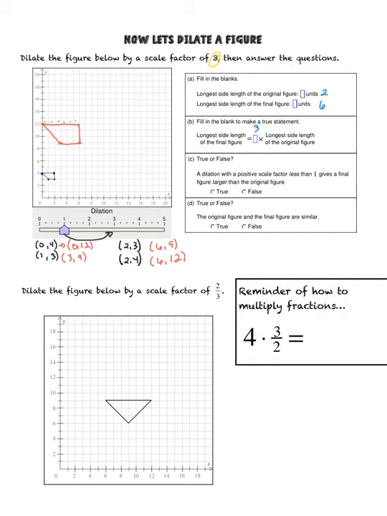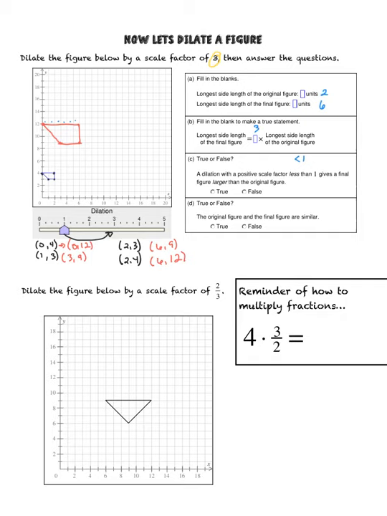Dilations with a positive scale factor of less than 1 give a final figure larger than the original figure. Well, you could play around with the dilation bar, move it back and forth, go less than 1 and see what happens, but we can figure this out mathematically. If you are multiplying by something less than 1, then you are actually making something smaller, because when you multiply by 1, the thing is the same length. When you multiply by a number greater than 1, it's larger. Less than 1, it's smaller.